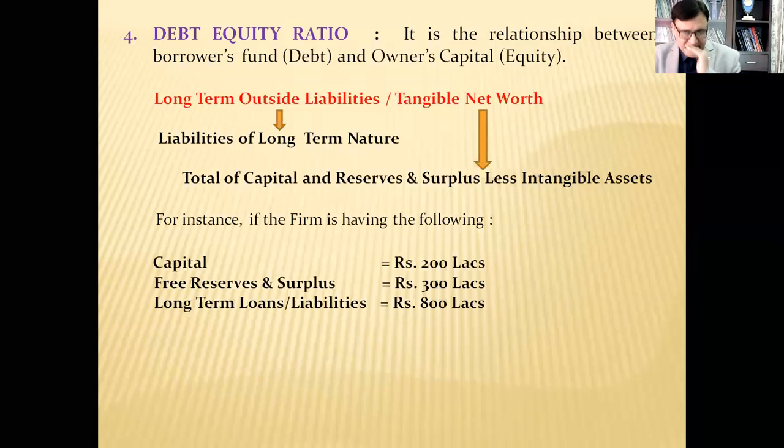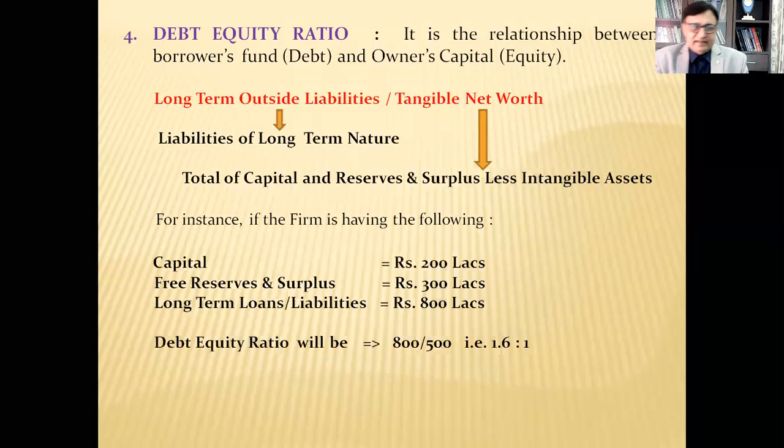If the firm is having capital of rupees 200 lakhs, free reserves and surpluses 300 lakhs, and long-term loans and liabilities of 800 lakhs, we can arrive at that long-term liabilities here is 800 and our capital plus reserve is 500. That is 1.6 is to 1 is the ratio which is arrived at.